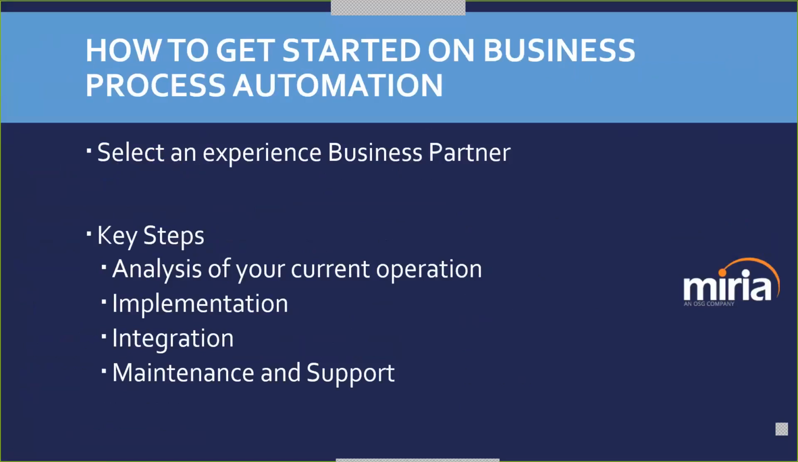I just want to point out how you get started, and just really some suggestions as a summary slide to wrap up this webinar. One is select a business partner who is experienced in this field. Make sure you do your research. Make sure you check their references, their area of automation. How long have they been in business process automation? That is critical for your success.